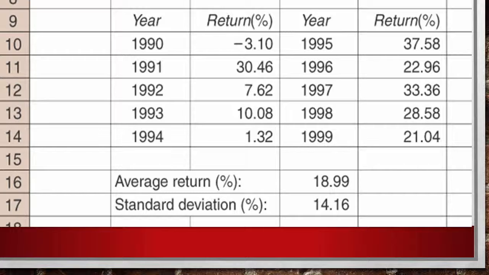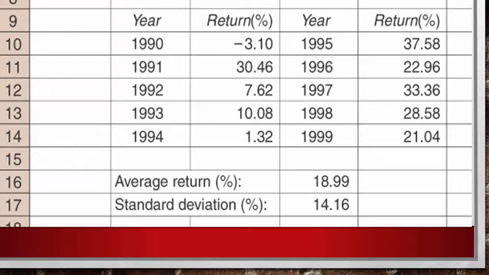But then in 1995, the stock market returned a whopping return of 37.58%. In 1996, the market returned 22.96%. And in 1997, investors received 33.36% in their stock investments. In 1998, the market returned 28.58%, and in 1999, the market returned 21.04%.